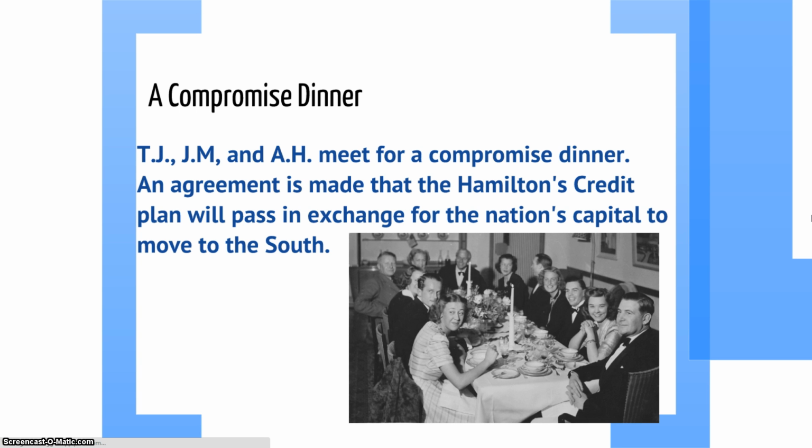So, compromise dinner, and we're only on the first 2 points. Thomas Jefferson, James Madison, and Alexander Hamilton met for a compromise dinner. An agreement was made to support the points of Hamilton's plan in exchange for the nation's capital being moved from Philadelphia to Washington, D.C., which is definitely closer south. If you think, the southernmost state at this point is Georgia.